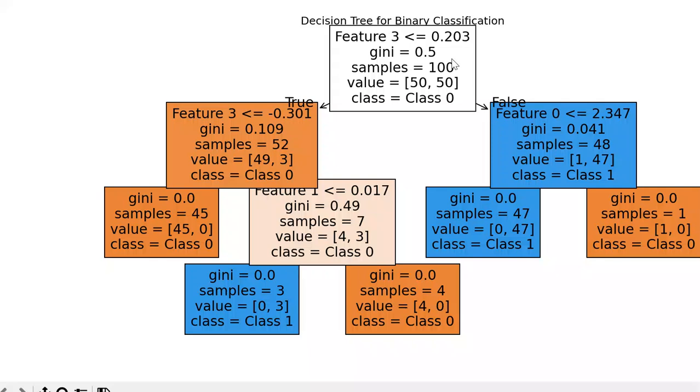And then samples, how many samples are used for reaching that node. And then the value is [50, 50], that means 50 records belong to class 0 and 50 records belong to class 1, and then class, it belongs to class 0. In the same way the decision tree is made.